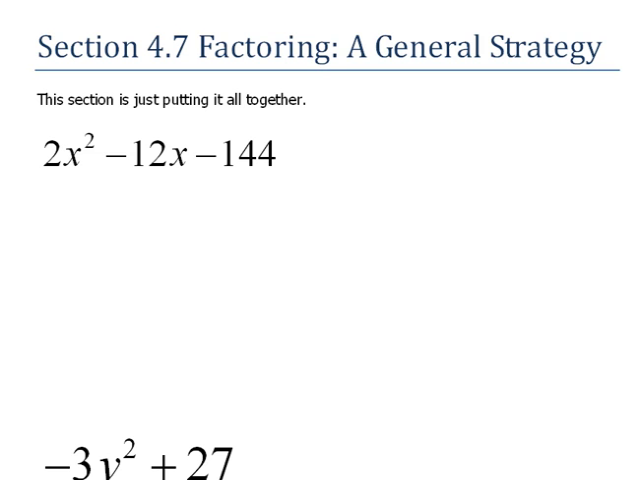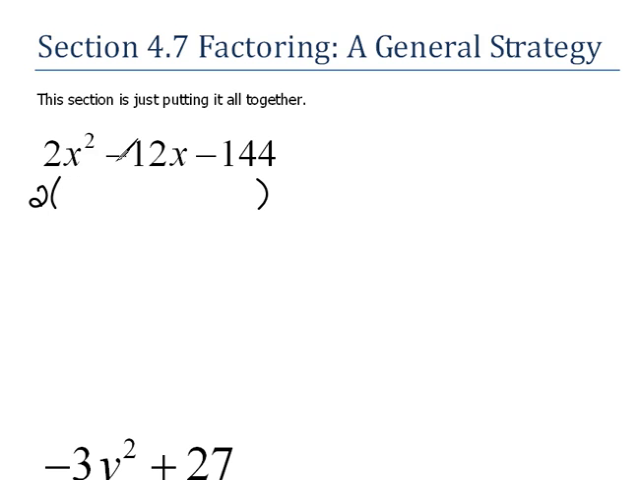It says 2x squared minus 12x minus 144. Now, if you'll remember from everything we've been doing so far, our first rule of factoring is always to pull out a greatest common factor. So, in this case, the greatest common factor would be, we have a 2 in common for each of these terms. So I'm going to factor out this 2 to begin with.